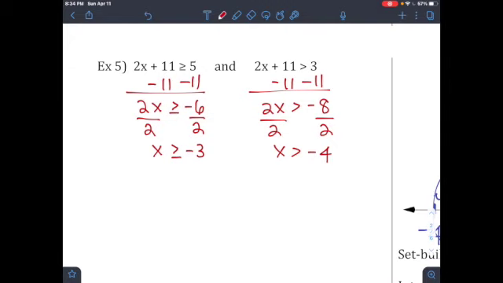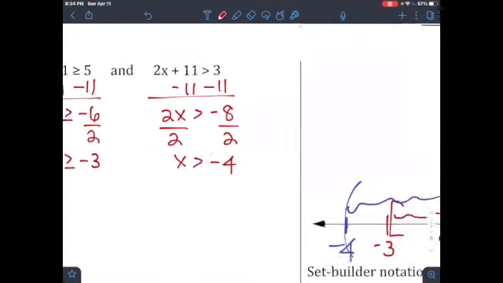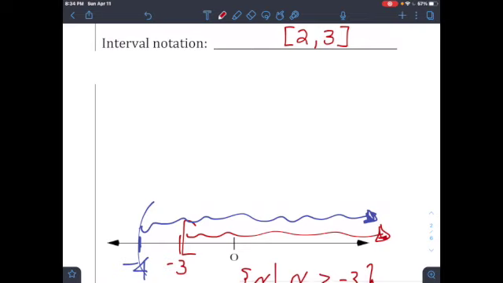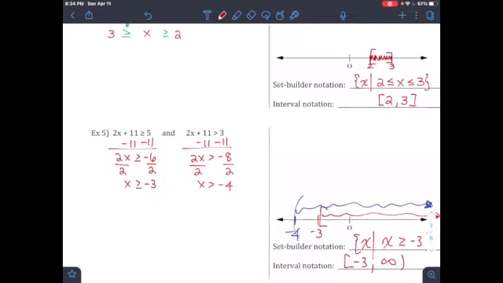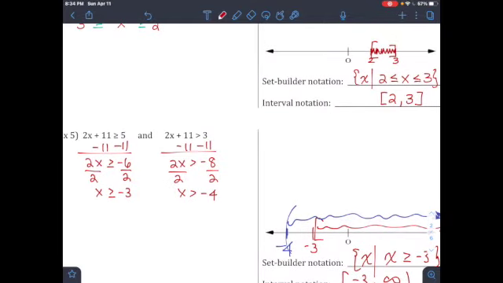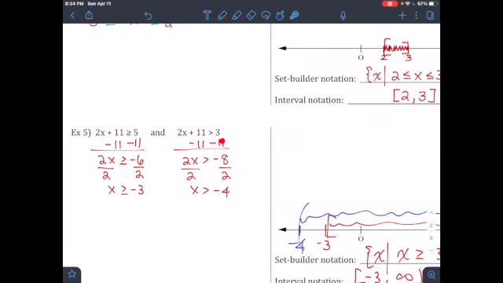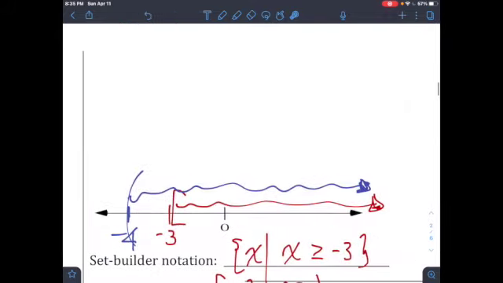Example number 5: x is greater than or equal to negative 3, and x is greater than negative 4. So to put them in the graph, it looks like this. x is greater than or equal to negative 3, x is greater than negative 4. One of them is in brackets, the other one is in parentheses because one of them is an inequality without any equal sign. So that should be parentheses. This one with an equal sign should be a bracket. Now the graph will look like this.